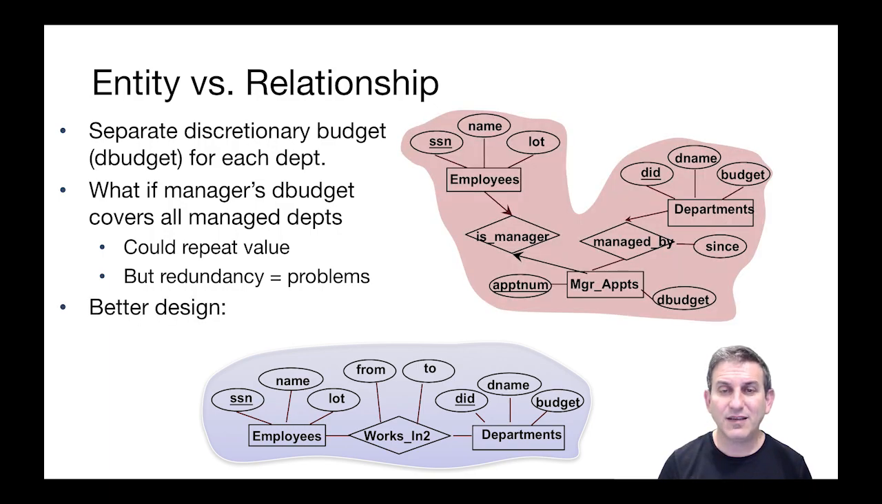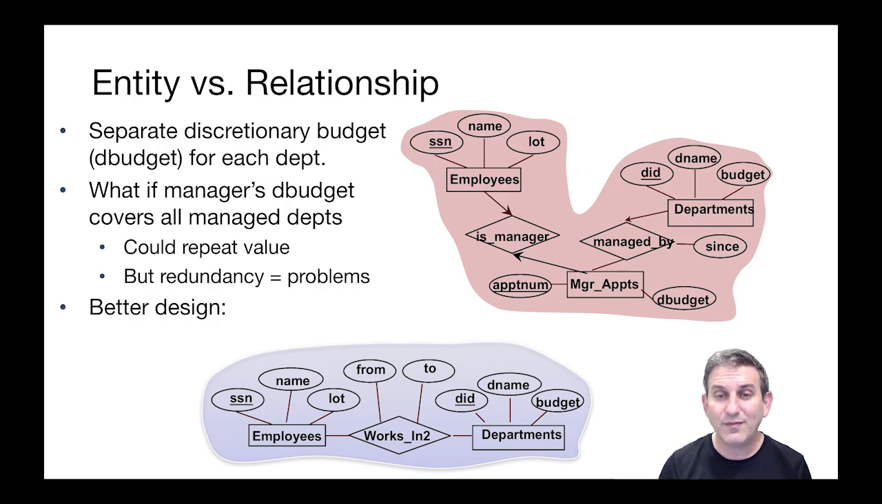So there's a better design on the upper right, where instead of trying to jam more information into the entities and relationships we had before, we introduce a new entity set and new relationship sets to connect them. So in addition to employees and departments, we now have manager appointments. And instead of this works in relationship, we have employees who are managers through manager appointments, and we have departments that are managed by those manager appointments. Okay, and our discretionary budget fits on the manager appointment. All right, that's what it belongs to. So you don't get a D budget unless you're a manager, and it comes as part of your manager appointment.